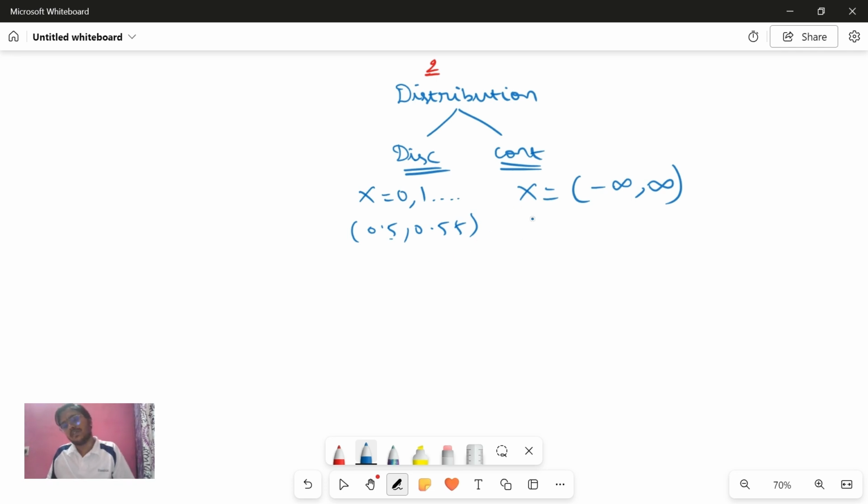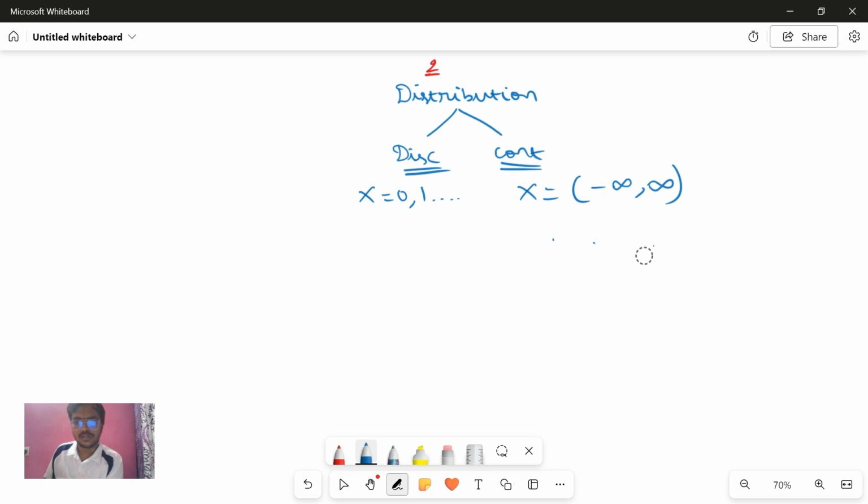In the continuous case, let's say you are choosing a class and you want to know the probability that the height of the students is between 50 centimeters and 100 centimeters. The students can be of any height. It can be 50, 50.5, 50.25, anything. It's not necessary that it should be only 50, 51, 52, right? So that is the meaning of a continuous distribution.